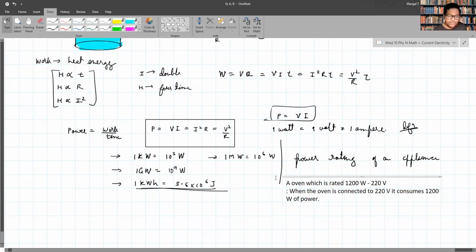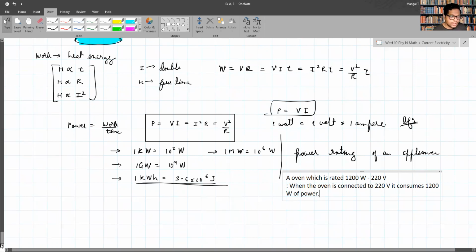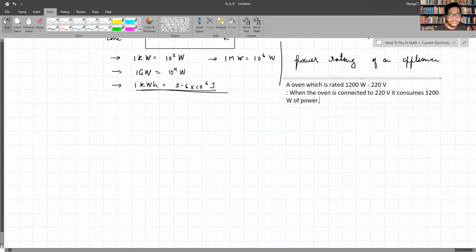And what else can you do with this information? Very important, power is equal to V into I. Of course, it will tell you that it takes that much power. So if you have another oven which is 1000 watt and 220 volt and everything else is the same, that means this oven is better. It is consuming less energy.